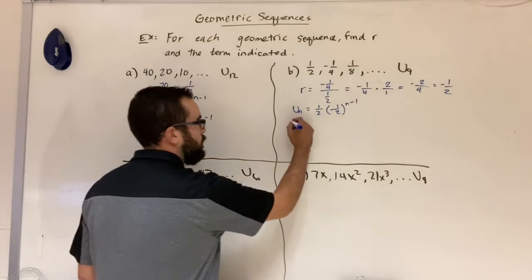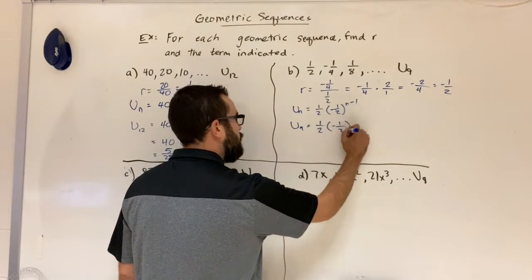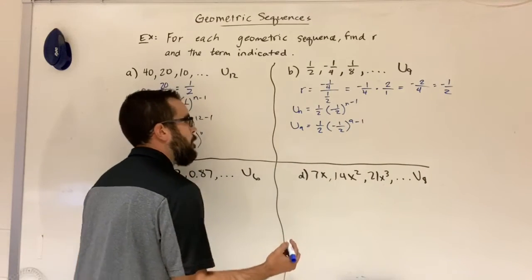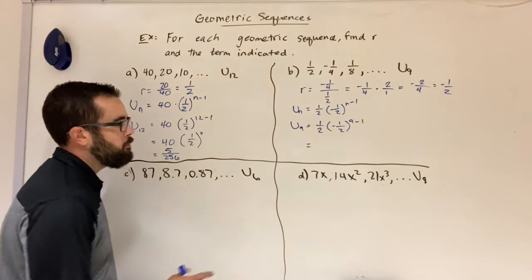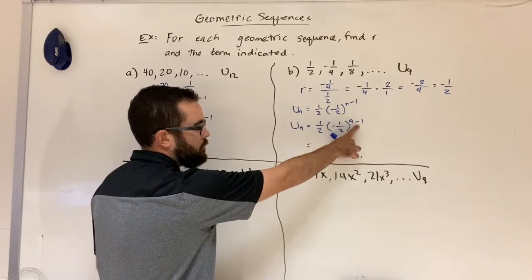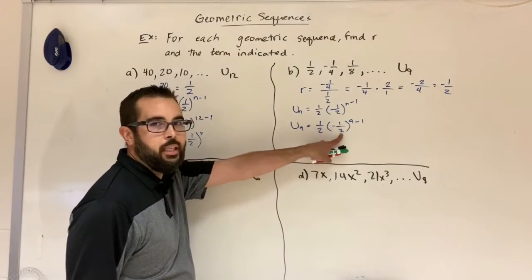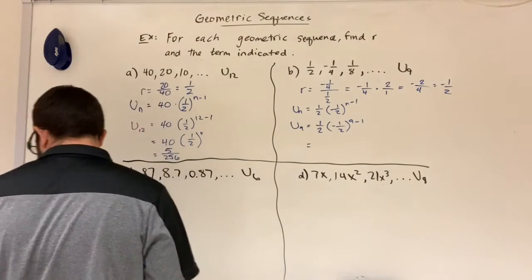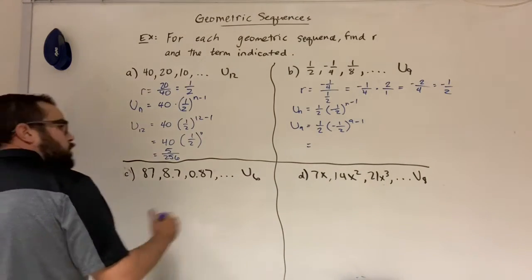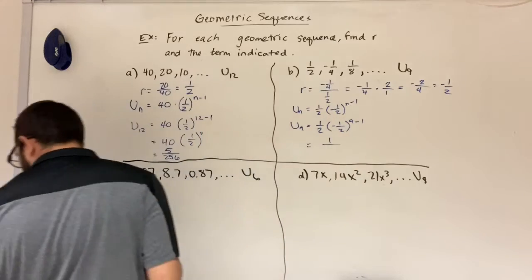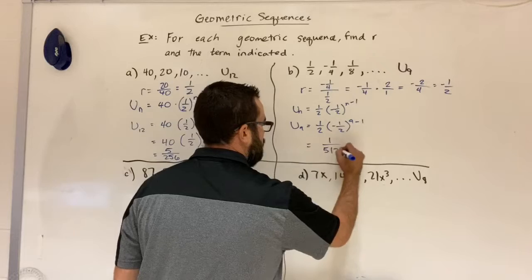So again, for u sub 9, just plug in, use that formula we just built. And again, I would probably say this is a calculator problem. Negative 1/2 to the 8th. It could be done by hand. I mean, you can figure out what 2 to the 8th is. But for time's sake, I'll just throw up the answer. And the answer is 1 over 512.